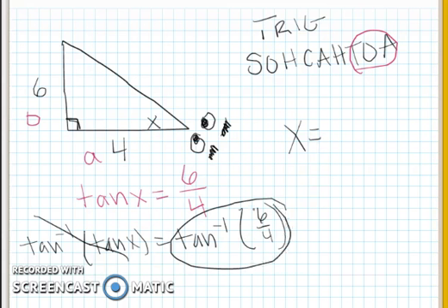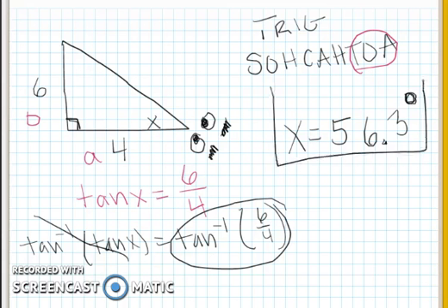So I'm going to do that off screen. I'm chugging away, plug it in, chug it out, and we get 56.3. Okay, that looks good, 56.3, and we're going to go ahead and put degrees on it because we're talking about an angle. Alright, this makes sense. It's less than 90. If it was greater than 90, we couldn't have this answer. So we get 56.3 degrees.